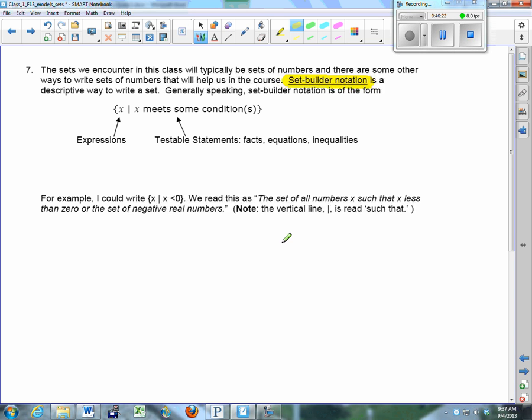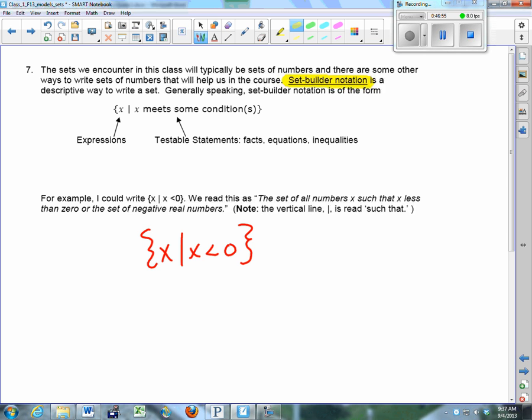Set builder notation is always set up like this. It starts with the curly brackets, braces. Usually this is an expression like x, whatever your variable is. Then you have this vertical line, which means such that. And then you have some kind of statement that's true or false, something that you can read and test whether it's true or false. So for example, right on your paper, I have this statement. That represents a set.